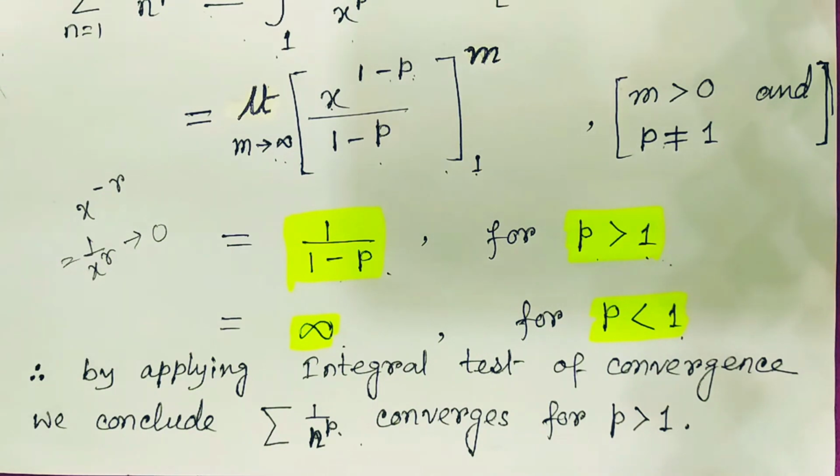You will find the proof of this p series in different ways. While we do the comparison test, there is another method to prove that the p series is convergent or divergent. We will discuss that when we prepare the video for the comparison test. Right now this is one method to prove that the p series is convergent for p greater than 1 and divergent for p less than or equal to 1.